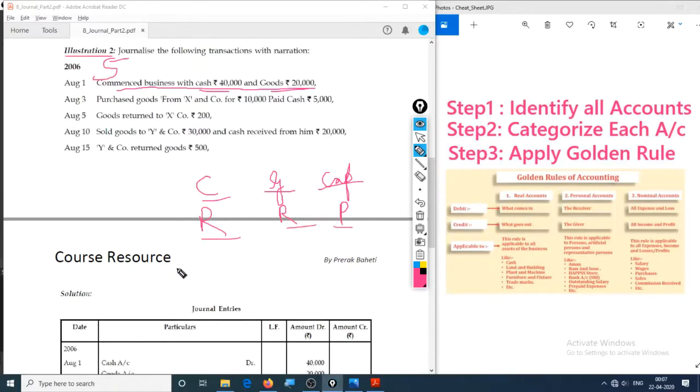So the third step is the golden rule. Cash came in, debit. Cash came in from the perspective of the business. Goods came in from the perspective of the business. That is debit. Debit what comes in, credit what goes out. And the third one right here is credit. So this one will automatically be credit. If you want to check it, you can see this: debit the receiver, credit the giver.